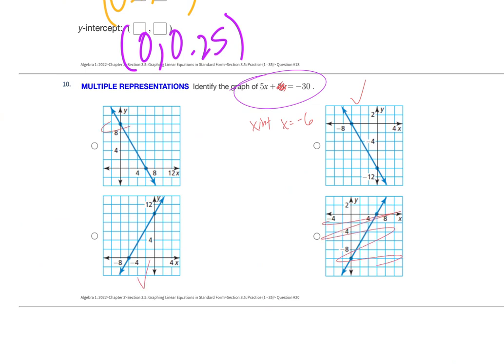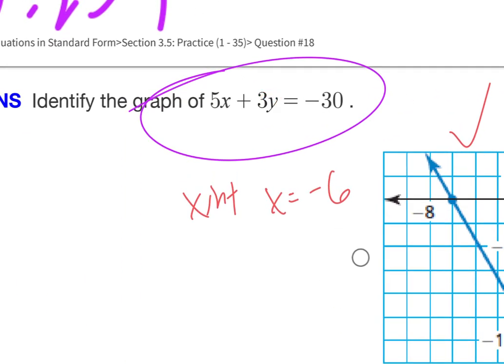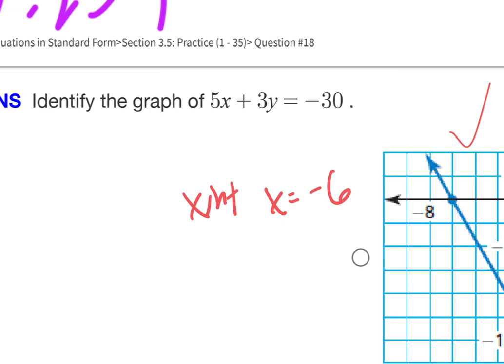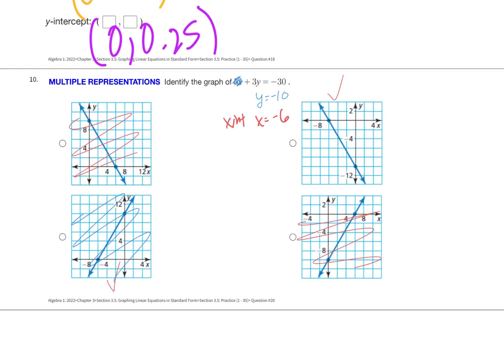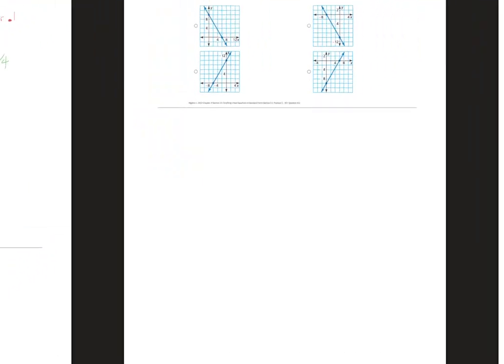See ya. And the y-intercept happens when x is 0, so the y-intercept is negative 10. And see you later, it's this one, because there's negative 10 right there. Blue on blue is not real helpful, sorry.